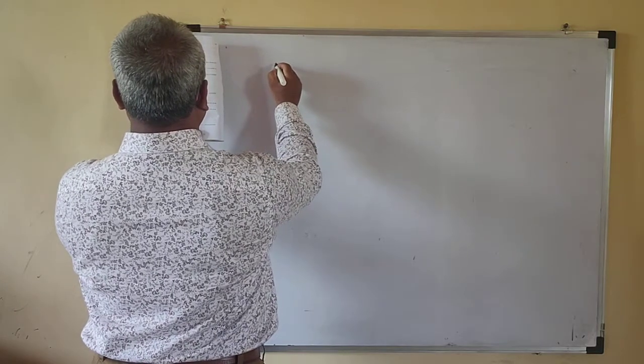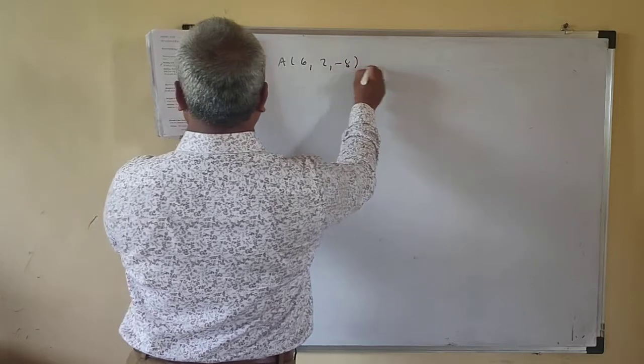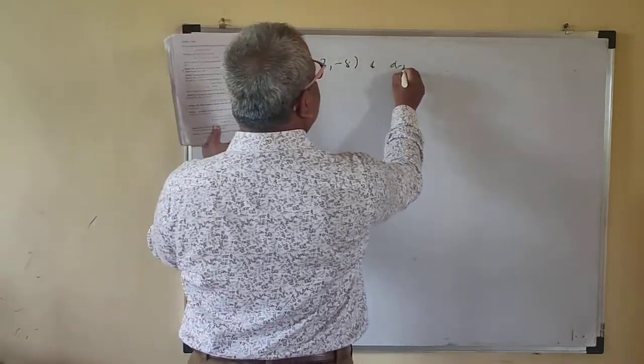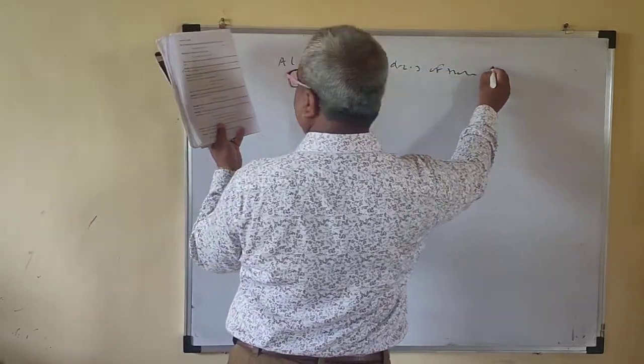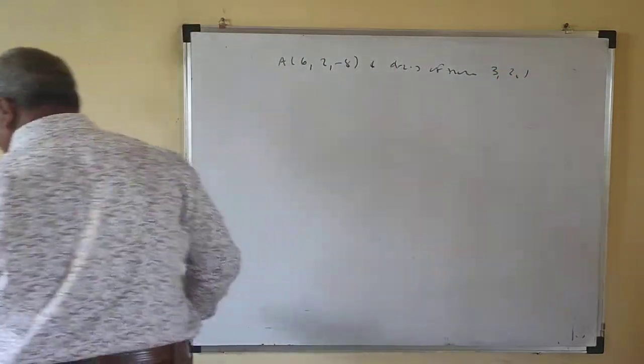Find the equation of the plane which passes through (6, 2, minus 8) and the DRs of the normal to the plane are 3, 2, 1.